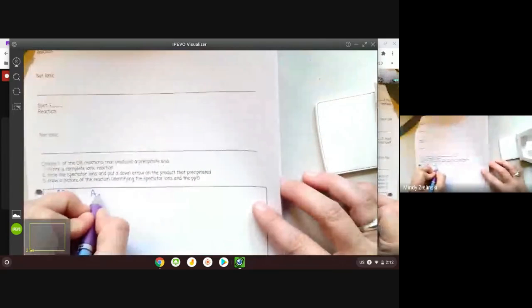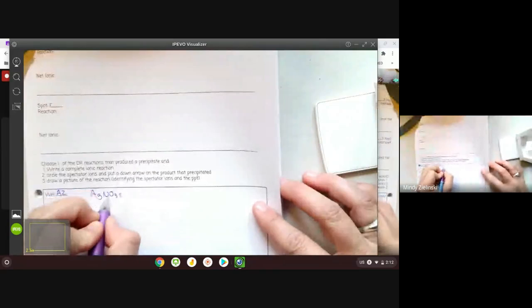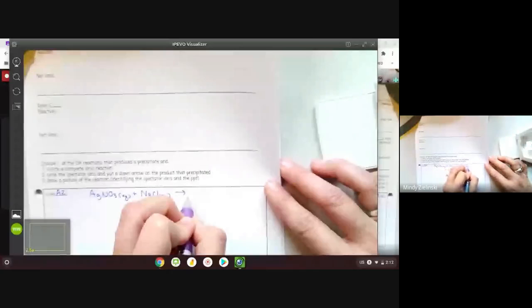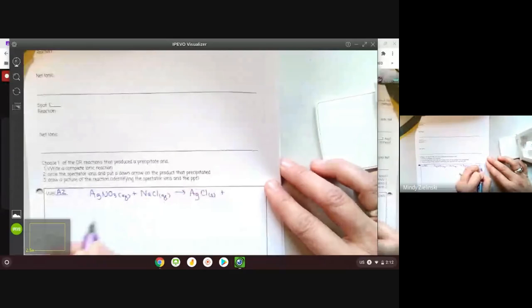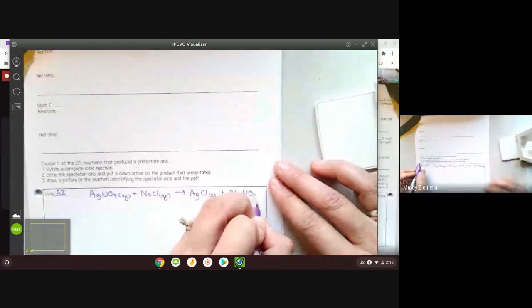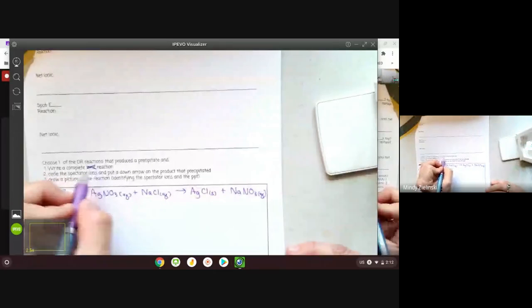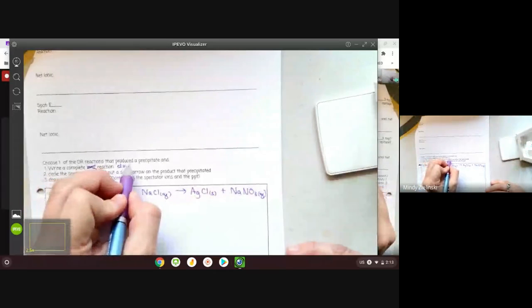So AgNO3, starting off aqueous, reacted with sodium chloride. It made silver chloride, that was my precipitate, and then it made sodium nitrate. So that's what we mean by writing the complete reaction. Maybe it would be better if this said double replacement.